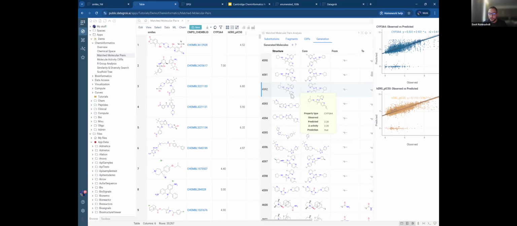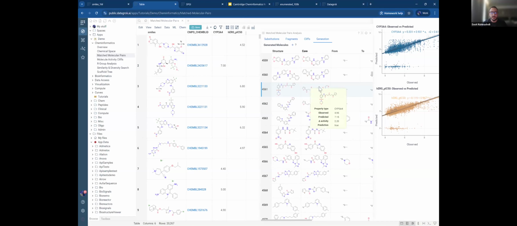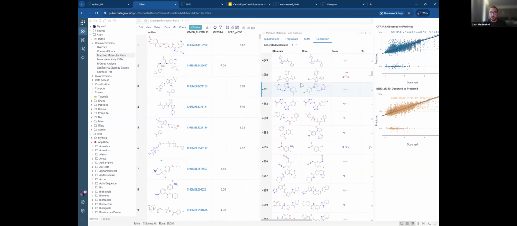Mostly I wanted to focus on cheminformatics, and there are, as I said, many more things in other domains like bioinformatics and mathematics and so on, but I'm not going to go into that.